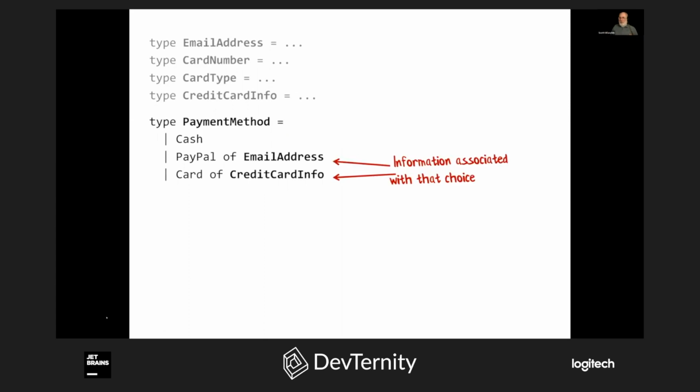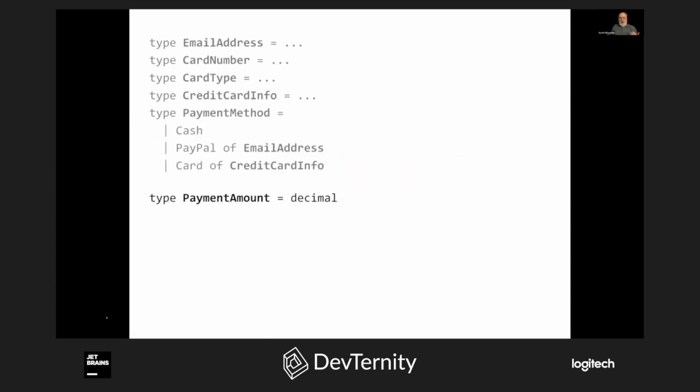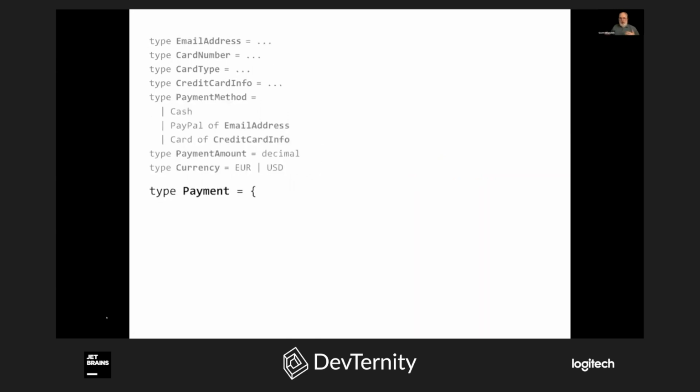So let's do some more. Let me talk about something called a payment amount, which is maybe a decimal or money type, okay? And then a currency is euros or dollars, right? So a primitive, a choice type, I keep going. So a payment maybe is an amount and a currency and a payment method. So now I have a payment that I can use. And again, I can build on top of this as well.